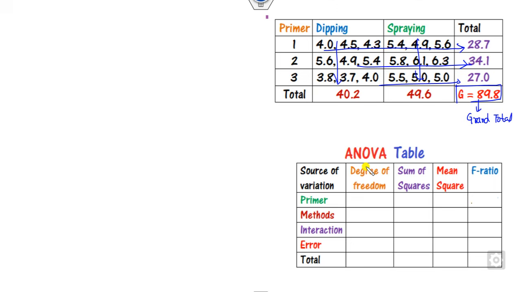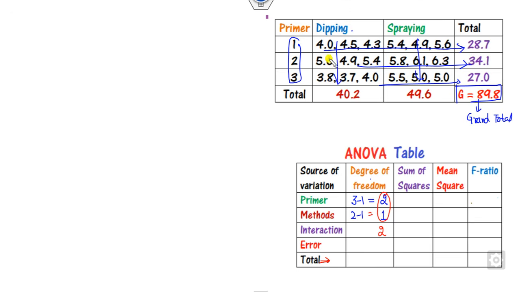How many primers are there? What is the degree of freedom? How many primers are there? 3. So the degree of freedom is 3 minus 1, which is 2. How many methods are there? There are 2 methods, dipping and spray. So the degree of freedom is 2 minus 1, which is 1. For the interaction, you simply take the product of these. Here, 2 into 1 is 2.